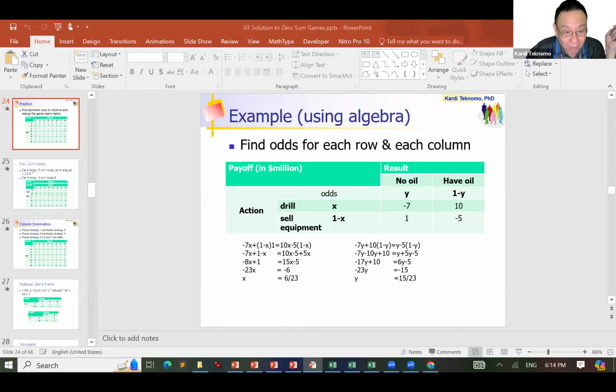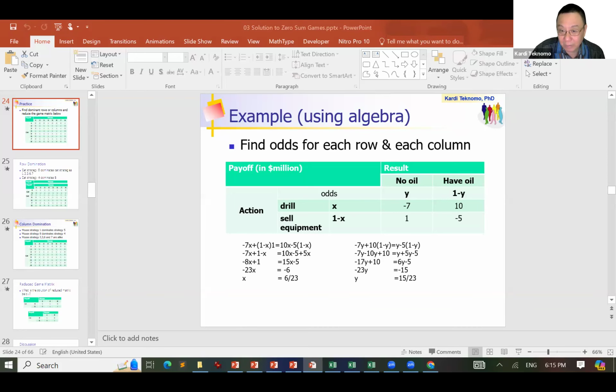So I can get X equal to 6 over 23. Now the same thing for the columns. You can see minus 7 multiplied by Y plus 10 multiplied by 1 minus Y. This must be equal to 1 multiplied by Y, minus 5 multiplied by 1 minus Y.